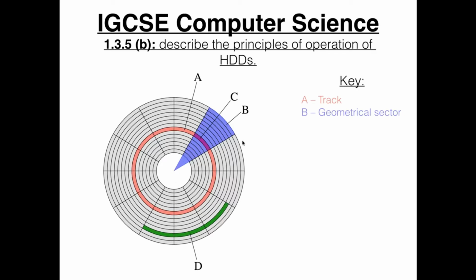But we don't mean geometrical sector when we say sector in platters. We mean the track sector right here, this small part, the sector of a track. So instead of sectors like these, we have sectors like these. We have a bunch of sectors for each track. And just to avoid any confusion, D is a cluster, but we don't need to know about that.